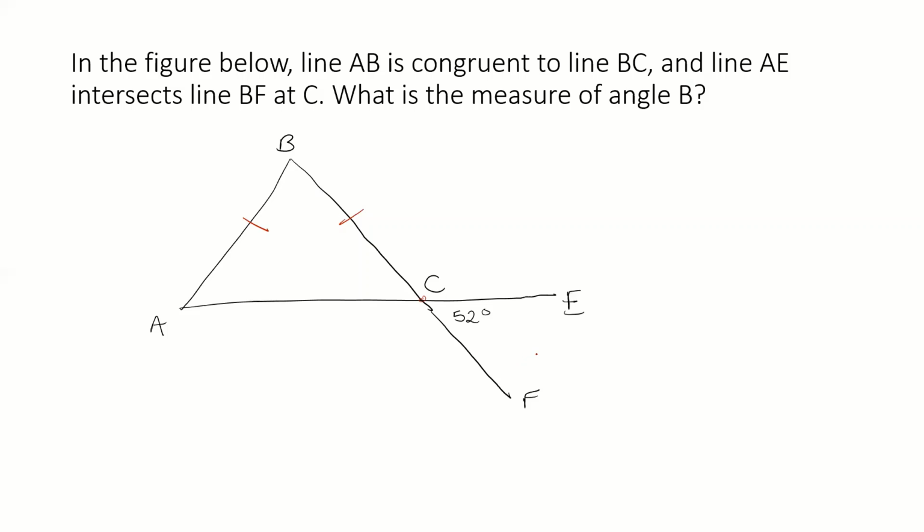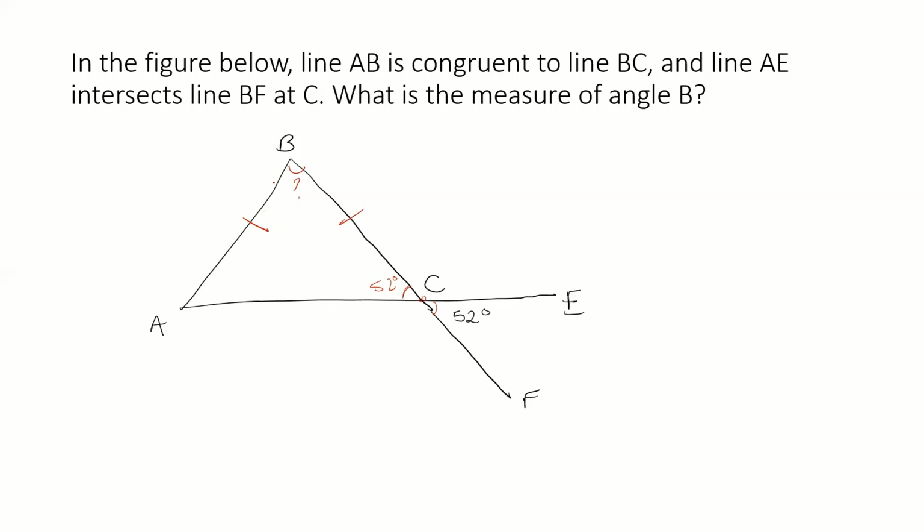So what is the measure of angle B? This is angle B right here. We don't know what it is. That's what we're trying to find out. In geometry, whenever we have two lines intersecting right here, and we're given one of the angles, the angle that's opposite of this one is going to be the same value as this angle right here. So these two angles are actually congruent.